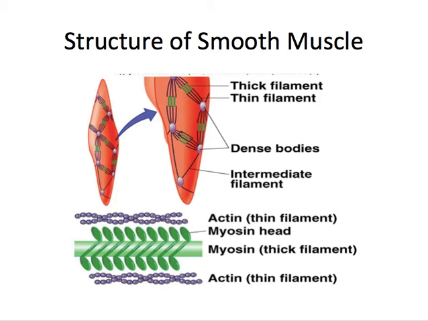In addition to actin and myosin filaments, intermediate filaments can also be present in the smooth muscle, and this intermediate filament, when present, is made up of a protein which is called desmin. And keep in mind that smooth muscle does not contain the normal troponin complex. Instead, it has another protein which is called calmodulin.